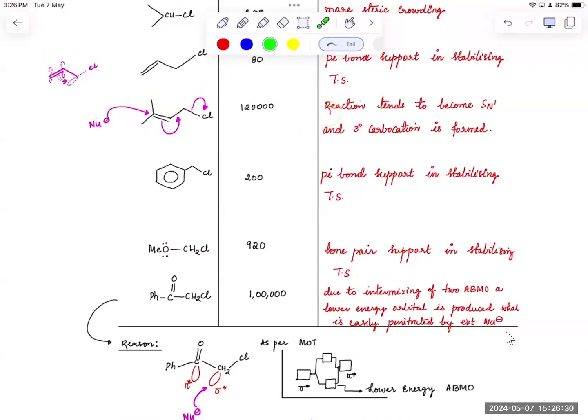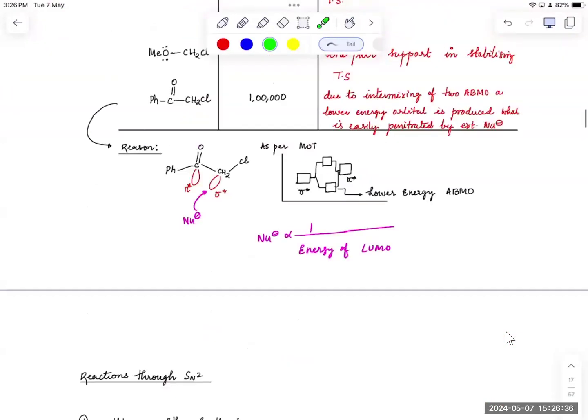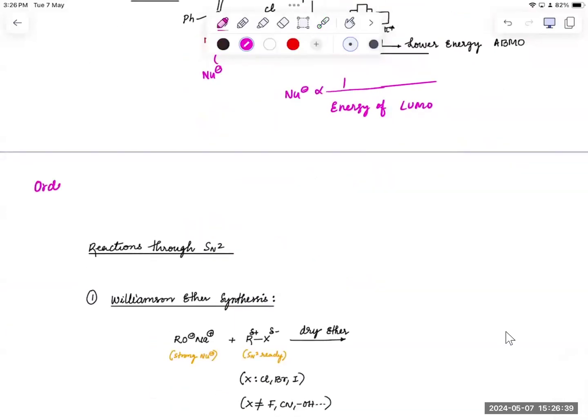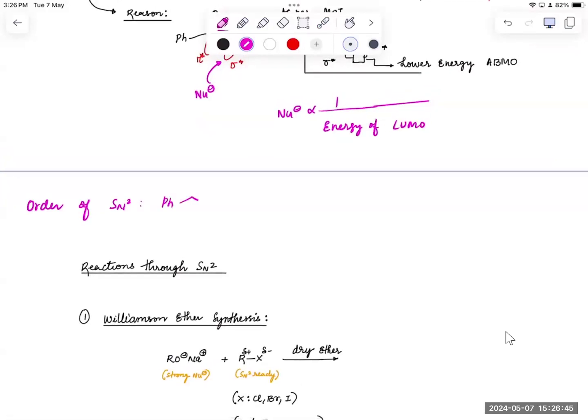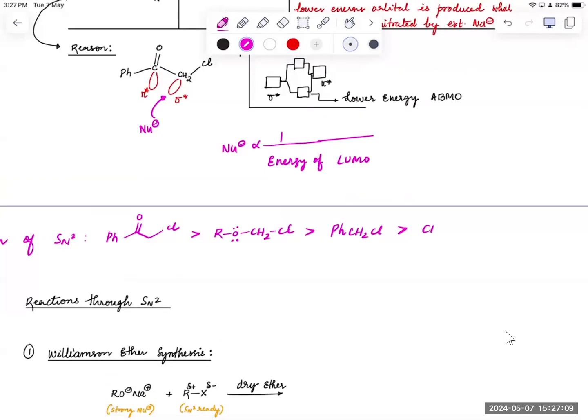Forget about this part. Rest all are simple cases. I'm sure you should know the order now, so you can check it out. What is the order of the SN2 reaction? If you have this kind of group, this is always going to be very, very highly reactive. Then any kind of lone pair carrying group, like ROCH2Cl, will have a higher rate than the benzyl group. Then we have CH3Cl. After that, we have allyl.